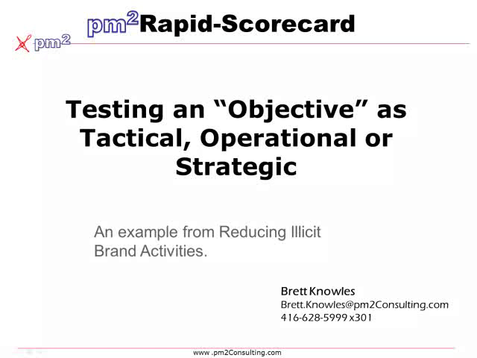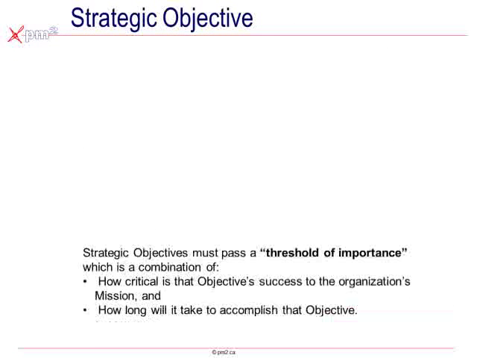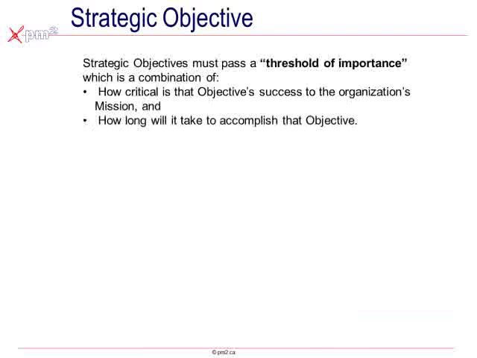This session provides a quick overview of a technique we've used to help organizations think about whether an objective is a strategic objective, a tactical objective, or operational. Here's the concept. What we know is that for something to become a strategic objective, it has to pass some threshold of importance. It's got to be critical to the organization's success, and chances are it needs to be accomplished within a certain time period.